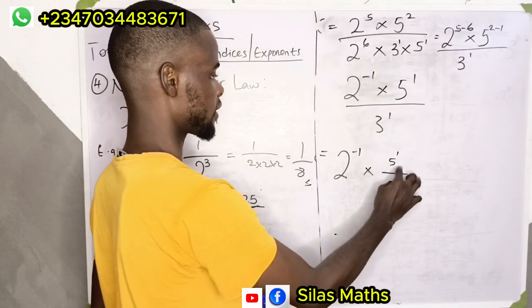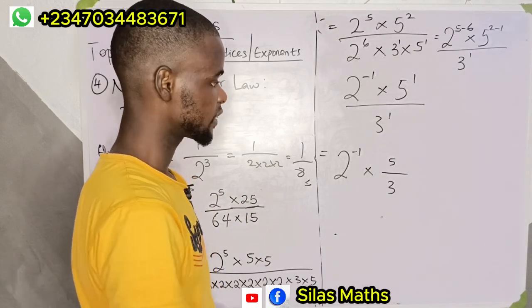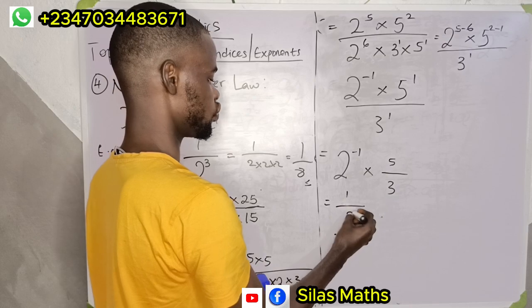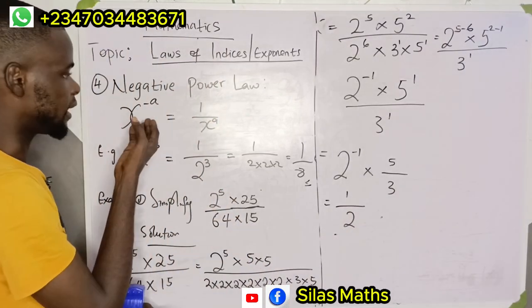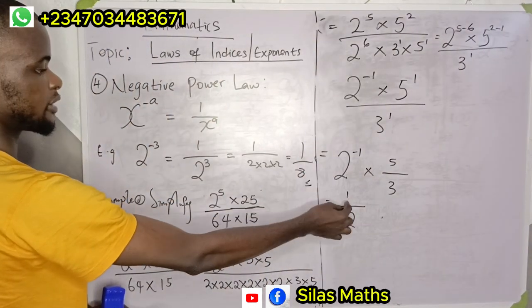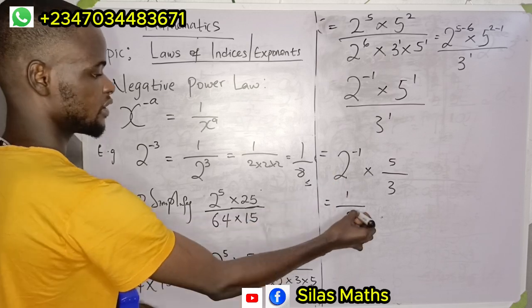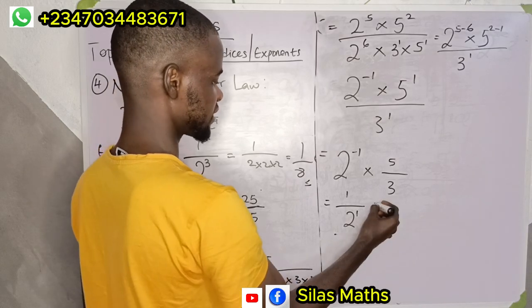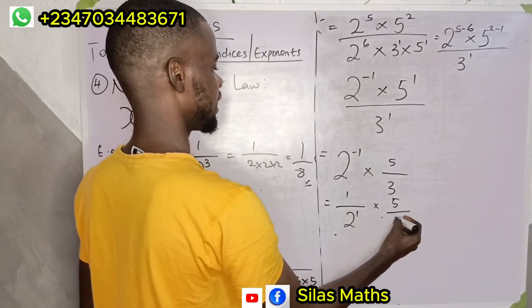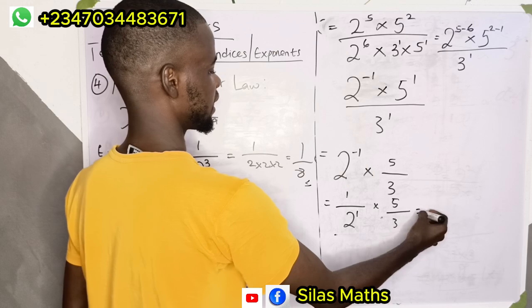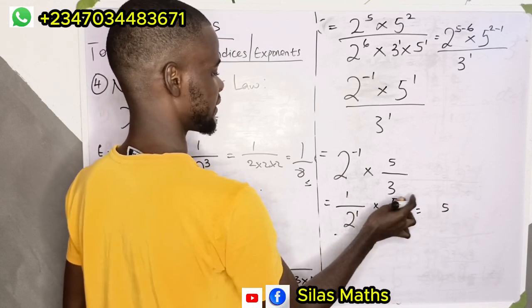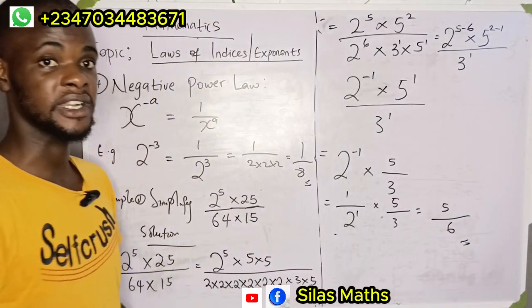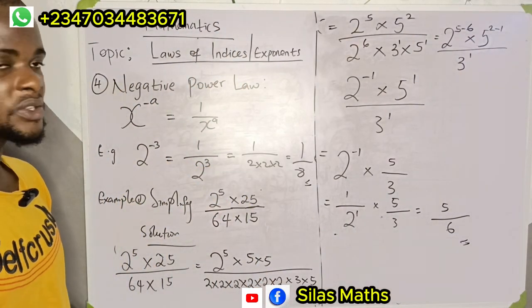I can as well leave the minus 1 because it doesn't make any difference. So this 2 to the power of minus 1 is the same as 1 over 2. Remember, to remove the negative power, we take the reciprocal of the number, which gives us 1 over 2 times 5 over 3. Multiplying further, 1 times 5 is 5, then 2 times 3 is 6. So 5 over 6 is my final answer. Or I can use the cancellation method.